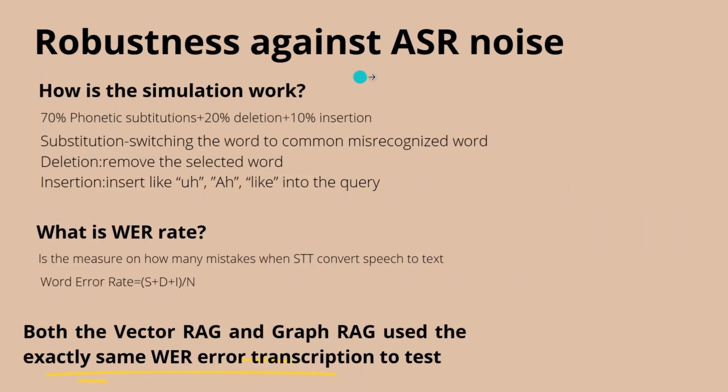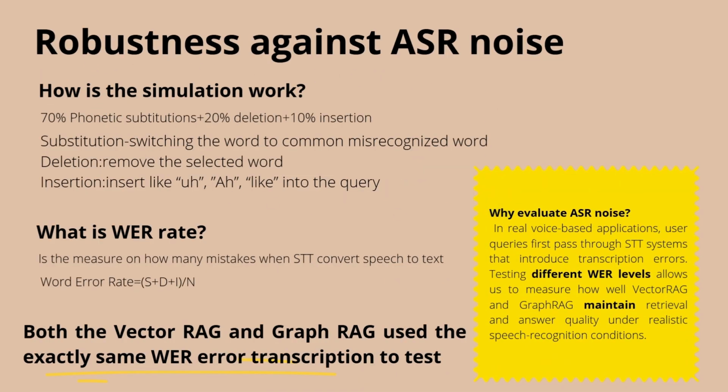Next, I also evaluate the robustness against ASR noise. Why do we evaluate ASR noise? Because in real voice-based applications, users' queries first pass through STT systems. Then it will introduce transcription errors that will not appear in the text space. Testing with different WER levels allows us to measure how well the VectorRAG and GraphRAG maintain the retrieval and answer quality under realistic speech recognition conditions. So how do we do that? We vary the WER rate by changing some of the words using substitution, deletion, and insertion into multiple WER rates. Because we use exactly the same WER transcription test, we allow a fair comparison of how well each architecture tolerates ASR errors.